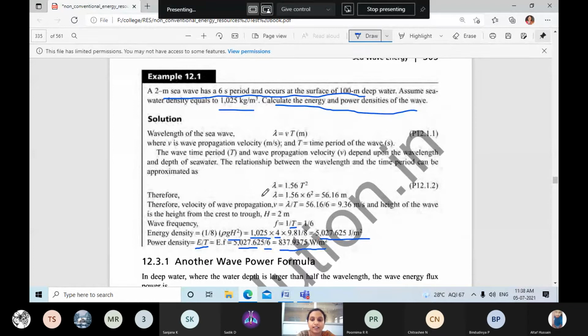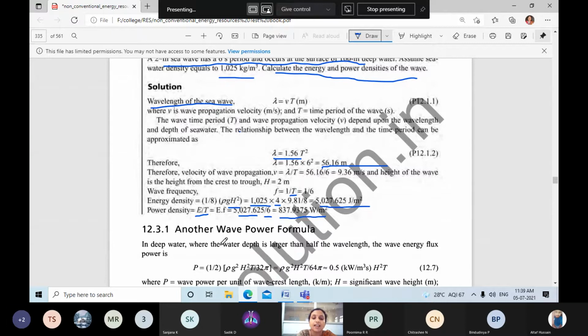But here they said lambda is equal to 1.56 times T square, where T is the time period of the wave. So 1.56 into the T value 6 square, because they have given 6 seconds. 6 square gives lambda equal to 56.16 meter. Lambda is the wavelength of the sea wave. Now we have found the wavelength, the frequency, the energy density and the power density.